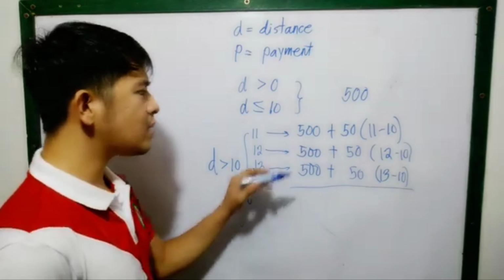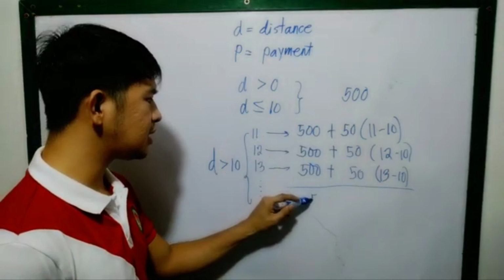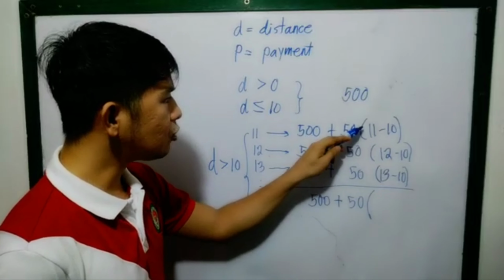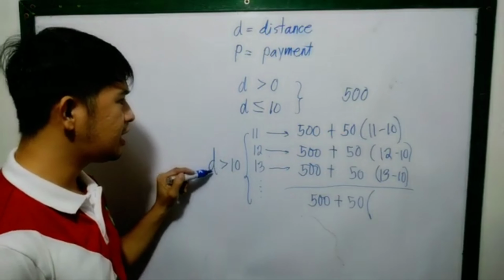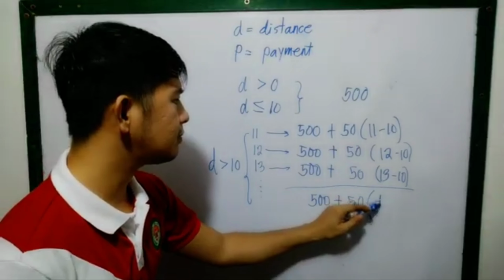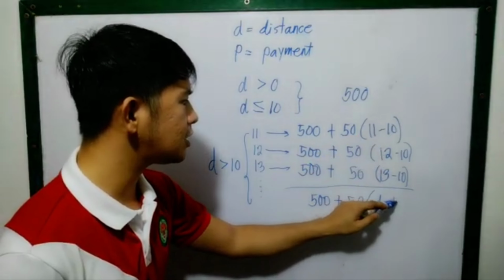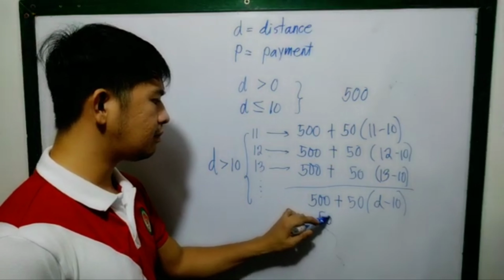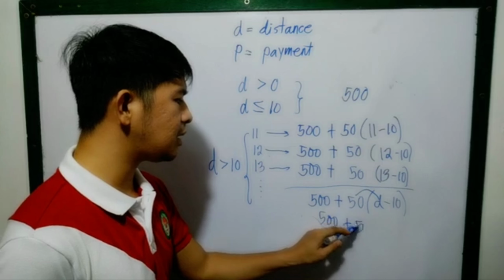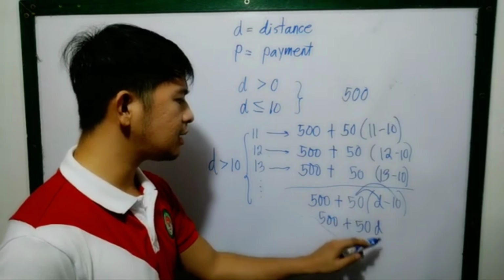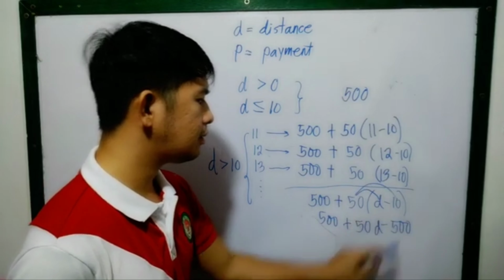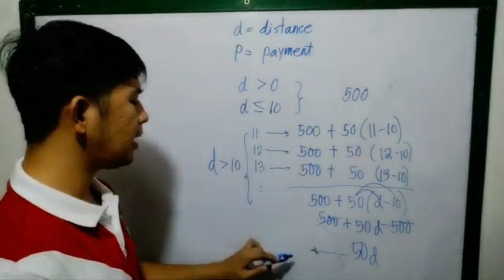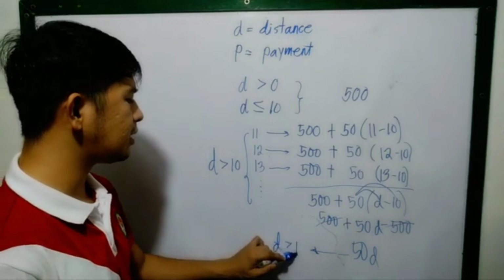So, kung titingnan nyo yung behavior ng mga numbers dito, 500 is constant. Your 50 is constant. Etong 11, 12, 13, ito yung iyong D. Okay? So, lagay natin yung D minus, and then yung 10 is still constant. I-simplify lang natin yung ating expression dito. So, bring down 500 plus 50 times D is 50D. 50 times negative 10 is negative 500. So, 500 minus 500 is 0. Then, matitira is 50D. So, 50D, ito ang gagamitin kapag ang D mo is greater than 10.